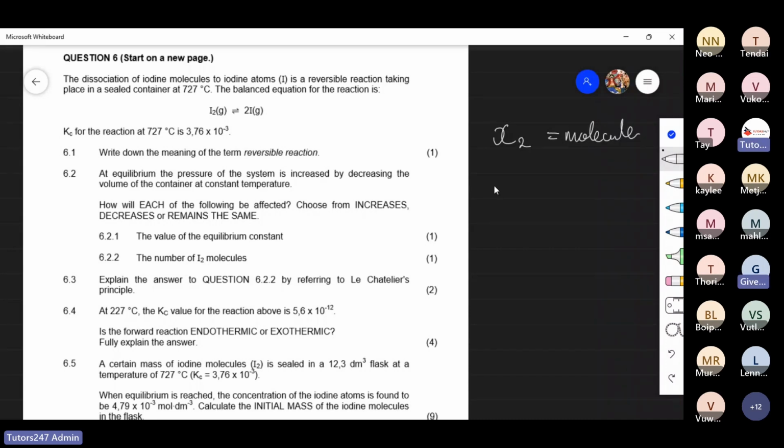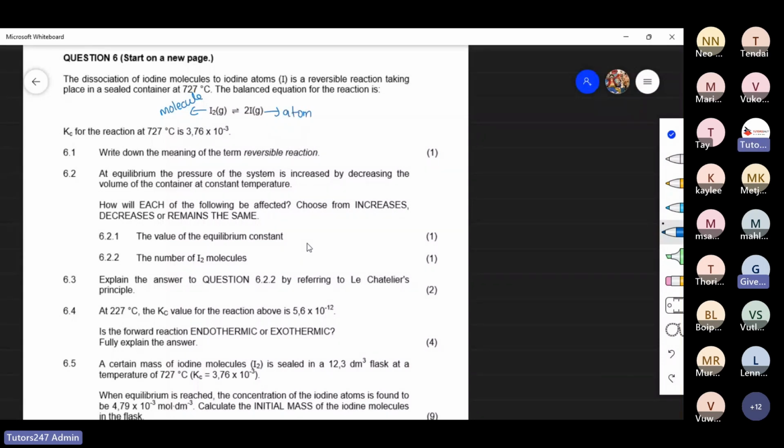If you just have X, that is an atom. Remember, an atom is a single building block, whereas a molecule is 2 atoms together. So which is represented by iodine molecules and which is the iodine atoms? If you look at I2, this is the molecule. If you look at I, that is the atom. The 2 in front of the I was just put there to balance out the equation.